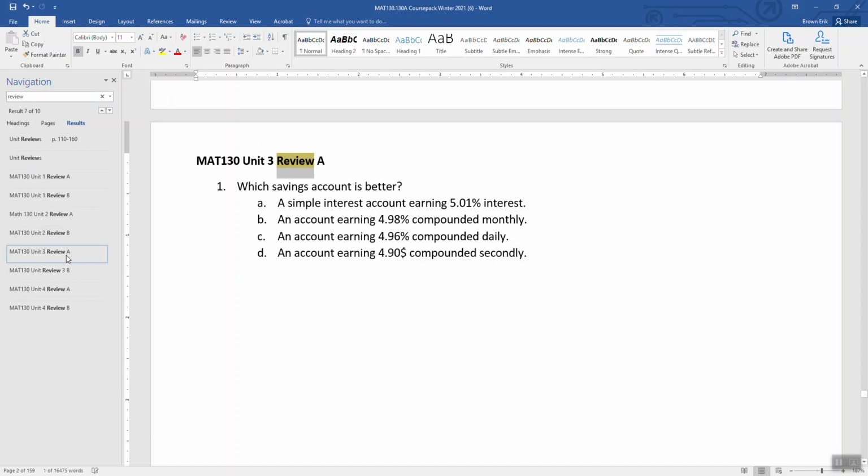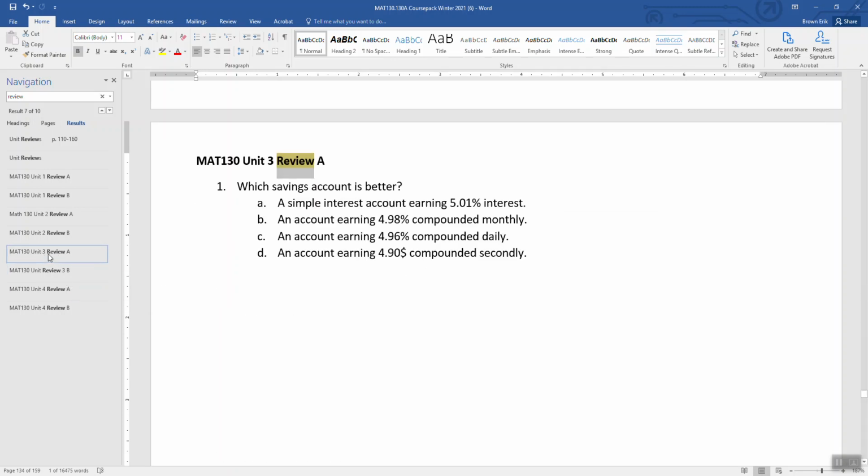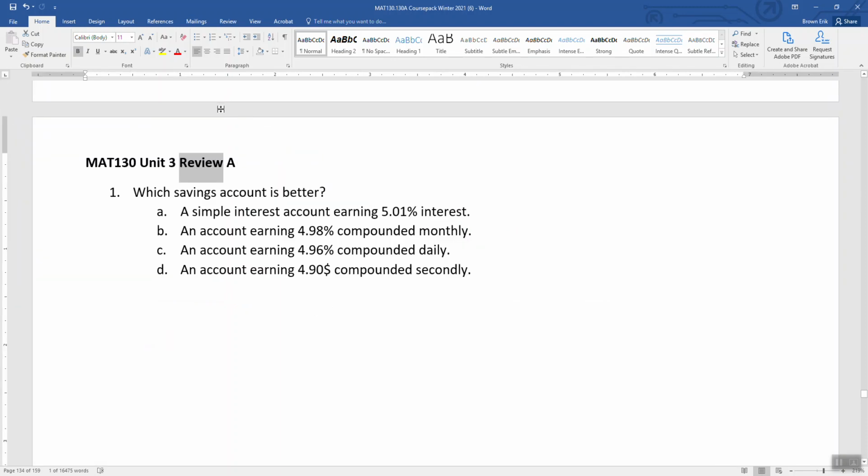I'm going to jump right down here to the review A. So this is the one I'm going to work through, and then you all will work through Unit Review 3B. If I haven't told you before, these review Bs were the old exams that I administered back 20 years ago when we met in person. Okay, so this first question, it's a bit ambiguous, right? It says, which savings account is better? And all I give you is the interest rate.